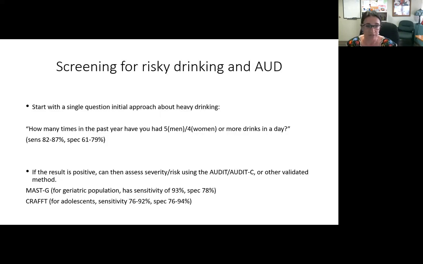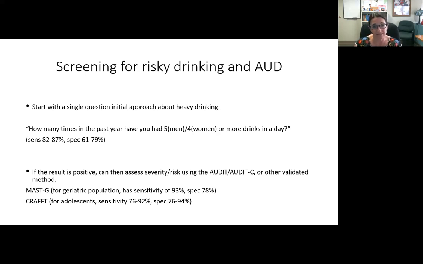And we can start screening for risky drinking and alcohol use disorder with a single question. This initial approach has been shown to be very effective. This is also a single question approach that we use for screening for all substance use. For alcohol, we will ask, how many times in the past year have you had 5 or more drinks in a day for men, or 4 or more for women, to really recognize if there's a binge use pattern. And if the result is positive, then we would move on to our more specific assessments.